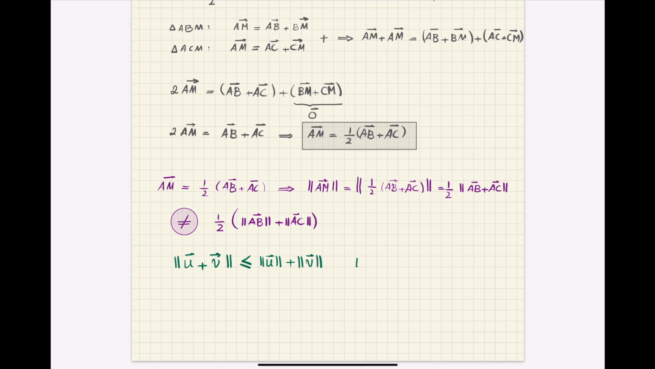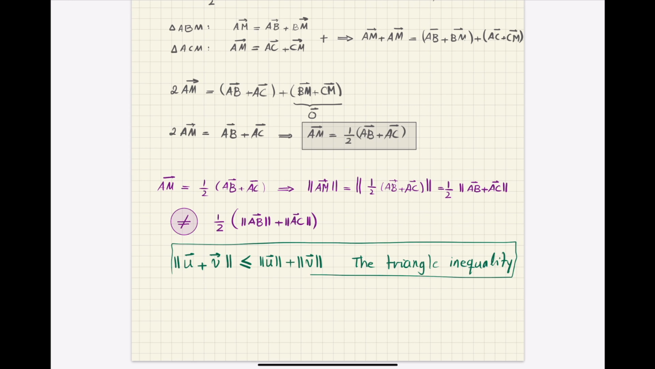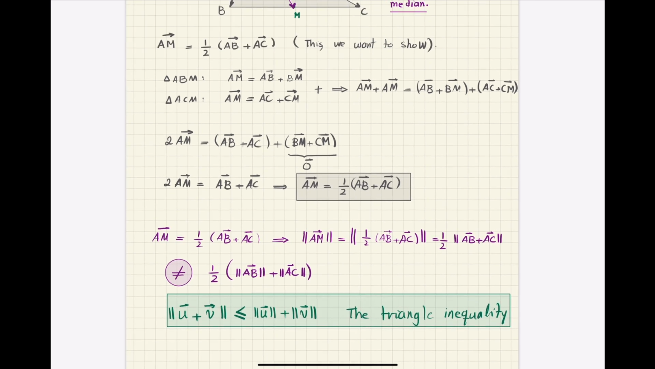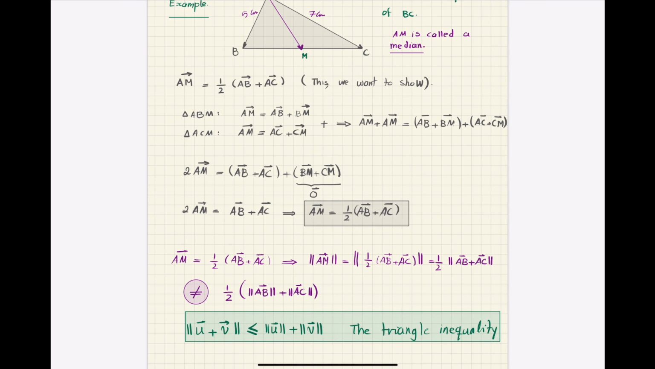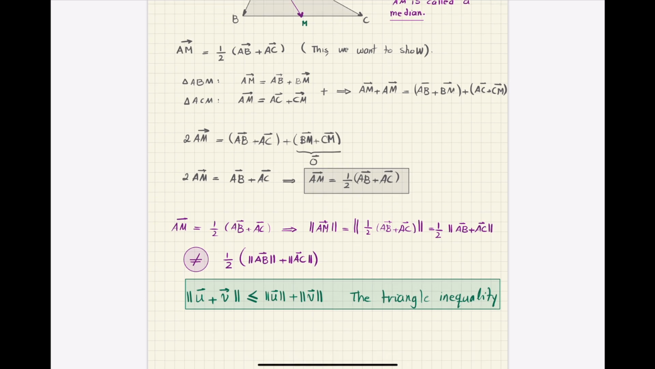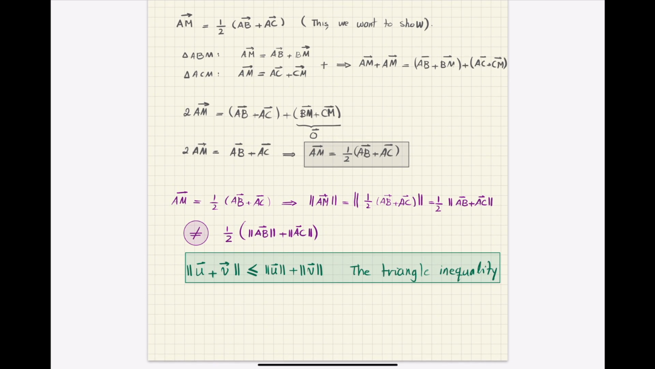So that was called the triangle inequality, yes. This I want you to remember. That's a good thing to know. So, okay. Any questions here? Okay, let me give you another example.